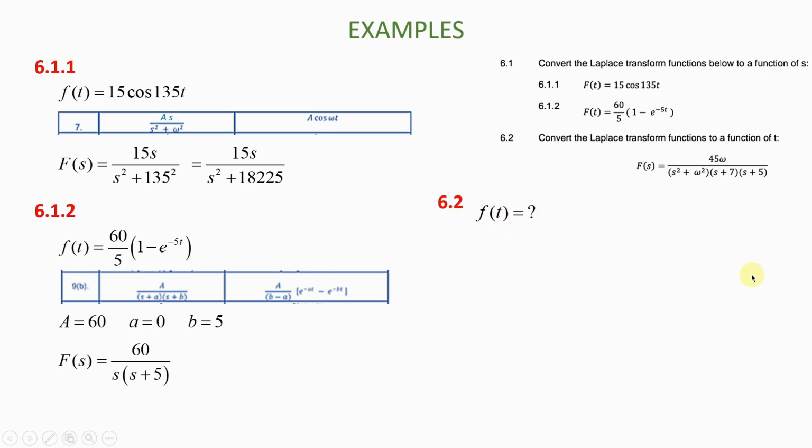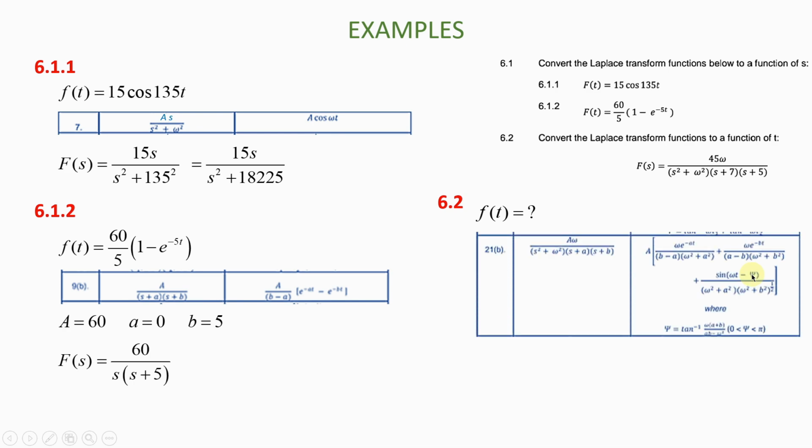Now, if you look in the table, you will see that in row 21b, you have a function that looks like this in the S domain. And if you look at this and you look at that, you will see that they resemble each other, these two functions. And so you can tell that capital A in this case will be 45. You can tell that small a here is 7 and small b is 5. Okay, you can see that.